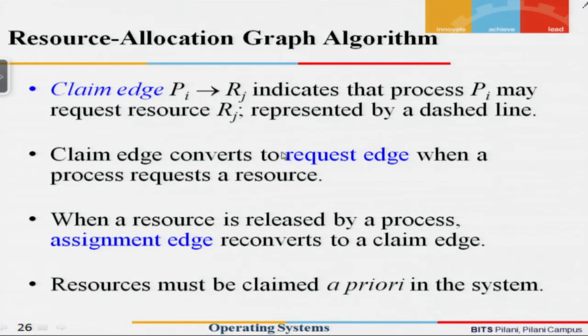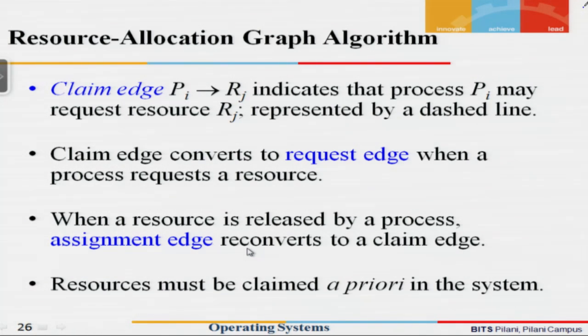And once the resource is allocated to the process, then it becomes what we call an assignment edge.